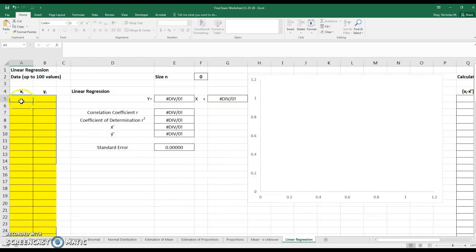Finally, linear regression. This is where you're going to enter those pairs of values. Sorry, let me fix these real quick. So you're going to enter the values that are given to you. Remember, you use these when you work with bivariate data. Bivariate data is data that comes in pairs.